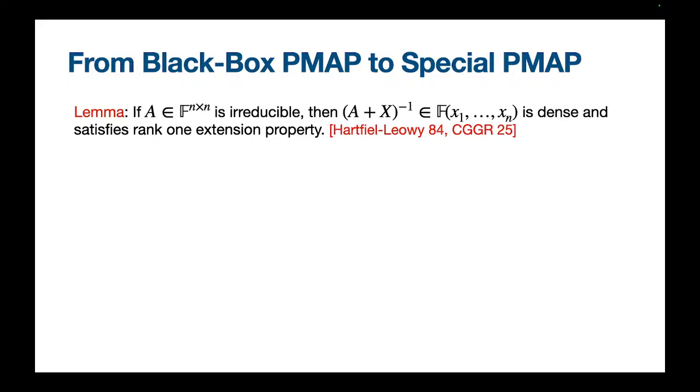Now, from an irreducible matrix, we convert it into a matrix which is dense and satisfies this rank 1 extension property. This directly follows from a lemma of a result by Hartfield and Louis from the 80s, and another result of ours from last year, which says that if a matrix A is irreducible, and we consider the matrix A plus X inverse, then it is dense and it satisfies this rank 1 extension property.